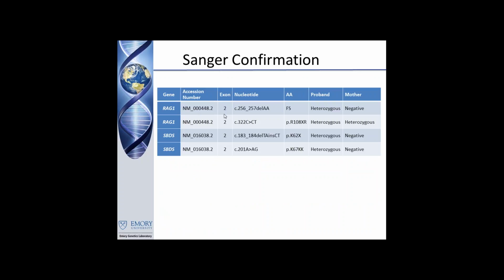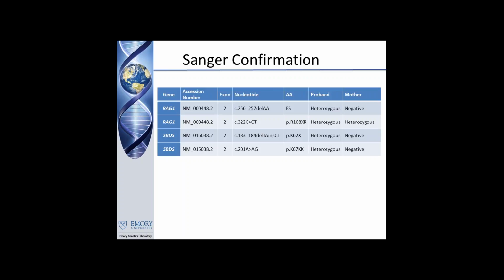Both those 2 variants in RAG1 did confirm. The mom was found to be heterozygous for one of them, which suggests to us that these are on opposite alleles in the proband. The father was not available for testing. It did confirm the SBDS variant in the proband, and mom was negative for that one. The last call down here was just when we did Sanger sequencing. It was another call that was picked up in this region as a silent variant that was not reportable.